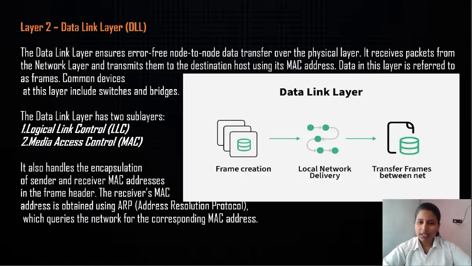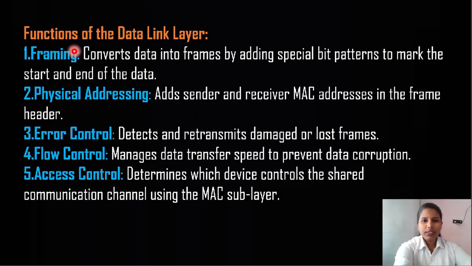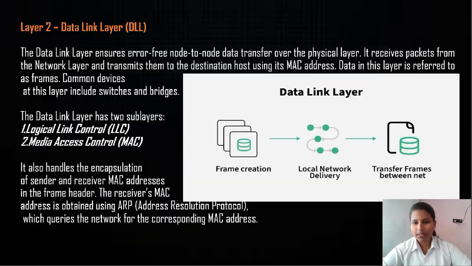The functions of the data link layer are framing, which is converting data into frames by adding a special bit pattern to mark the start and end of the data. Physical addressing means adding the sender's and receiver's MAC addresses in the frame header. Error control means detecting and retransmitting damaged or lost frames. Flow control means managing data transfer speed to prevent corruption. Access control determines which device controls and shares the communication channel by using the MAC sublayer.